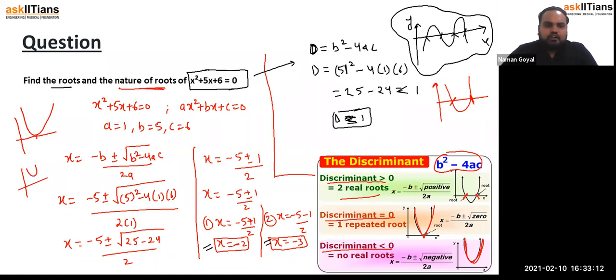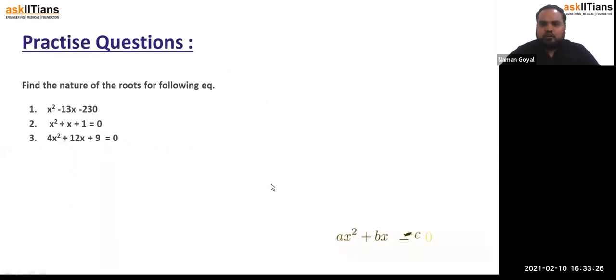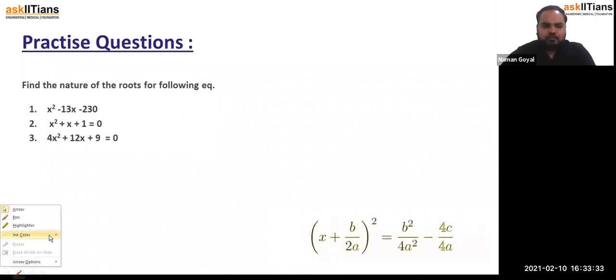So the value of x is minus b plus minus under the root of b square minus 4ac upon 2a. So the answer we got is minus 2 and minus 3. Same method we are going to use. Now there are some practice questions. In today's lecture, we are going to do those questions also. Okay, so let me start.